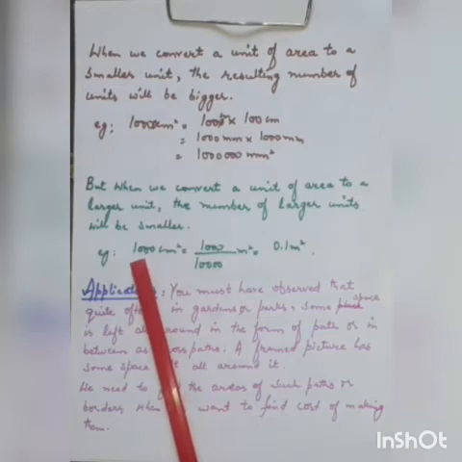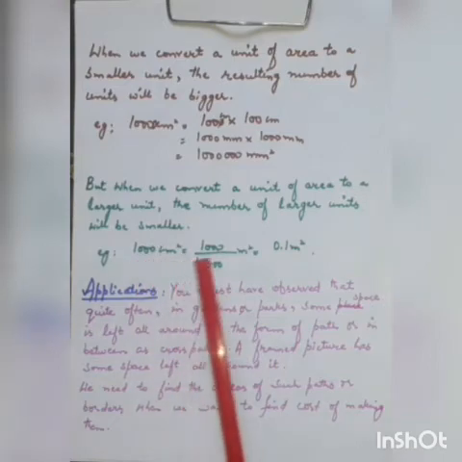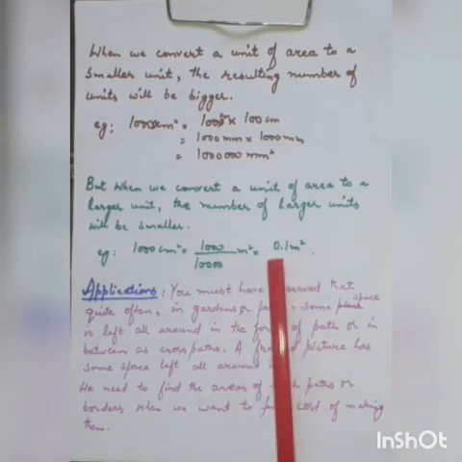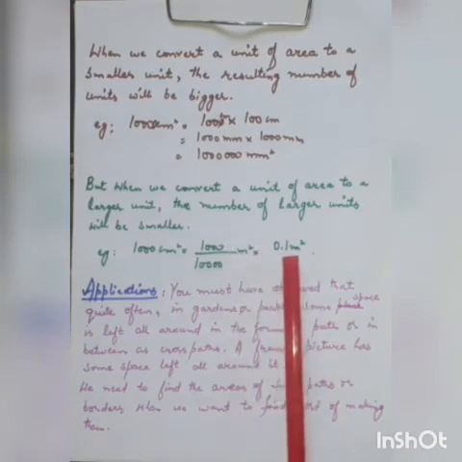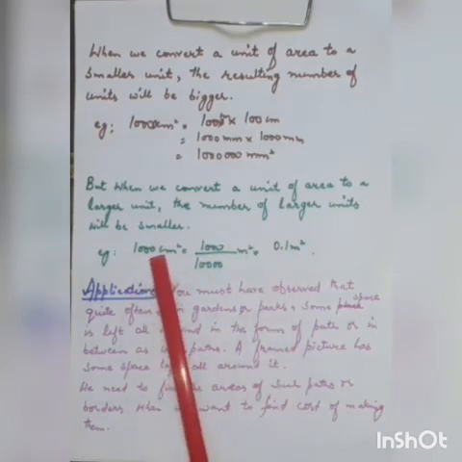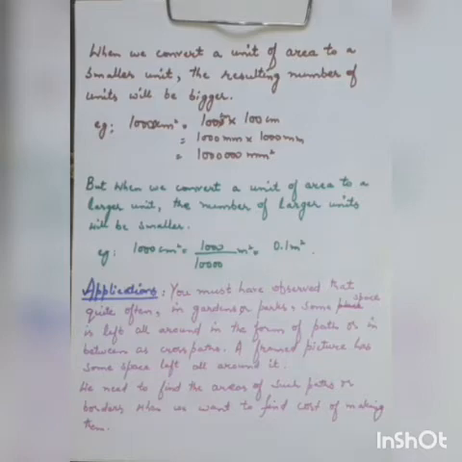Now this 1000 centimeter square is equal to 1000 by 10,000 meter square, so that can be written as 0.1 meter square. So it means here this is a larger unit but it's having fewer digits than this which was a smaller unit. Clear? Now let's discuss the applications.